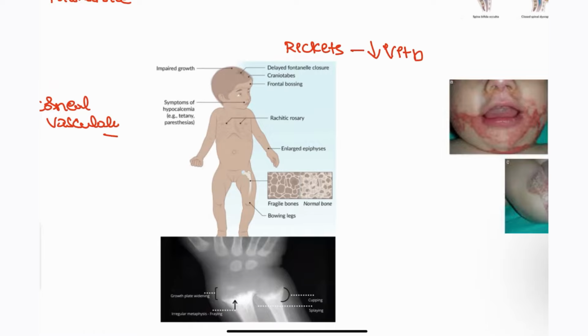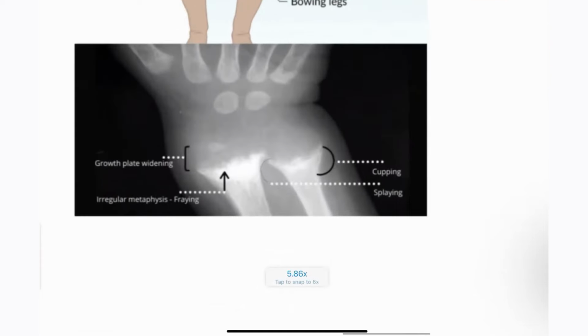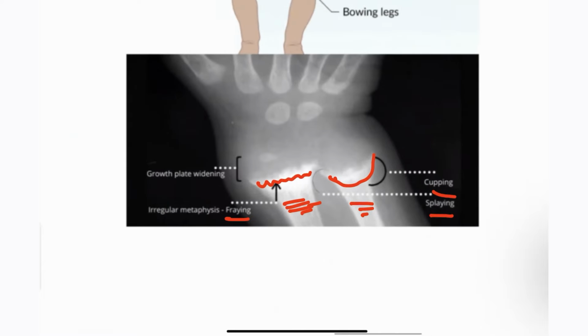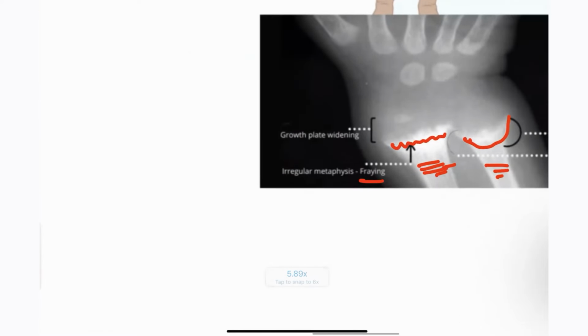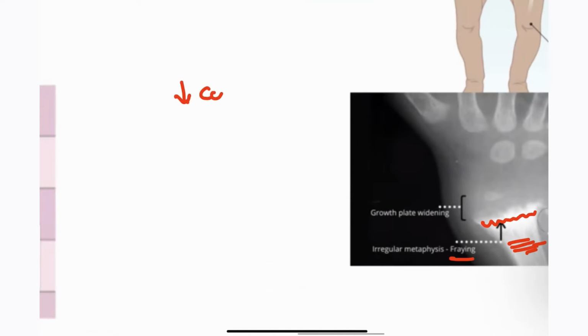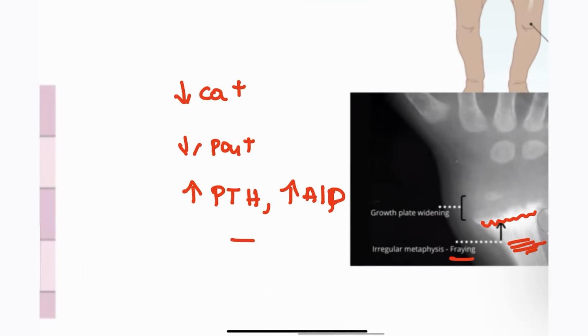Decreased vitamin D. And how will the X-ray look? Here, this is the fraying, guys. Okay, this is the fraying, and here you can see cupping will be seen, and splaying. This condition is associated with vitamin D deficiency. And on the labs you are going to see decreased calcium levels, decreased phosphorus, and increased parathyroid hormone, and also increased ALP, which will be seen in this condition, right?